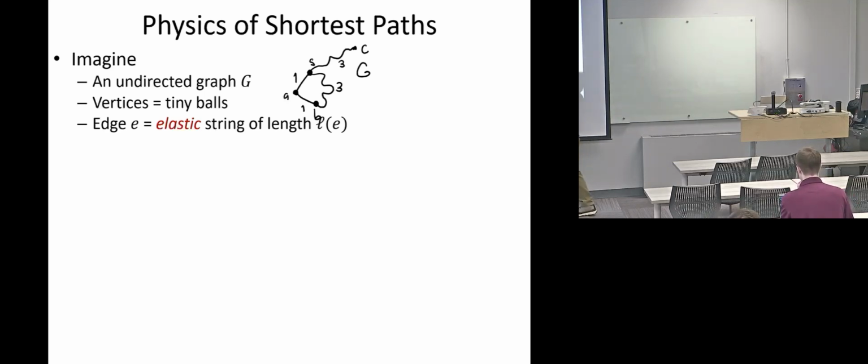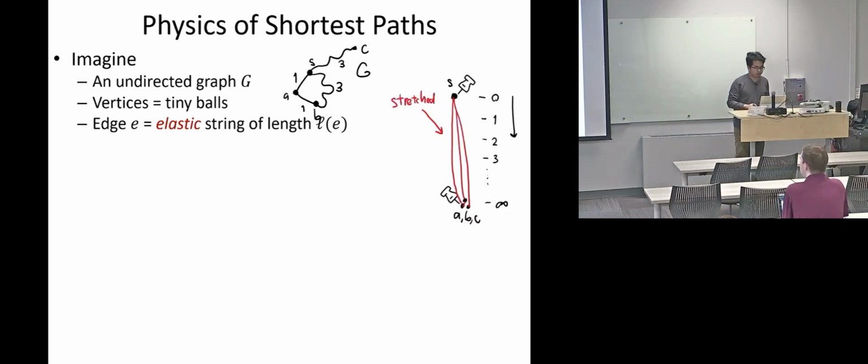So you have an undirected graph G, and think of vertices as balls, tiny balls of a point, and each edge is like an elastic, stretchable string that connects two balls together. Okay, so you can stretch it.